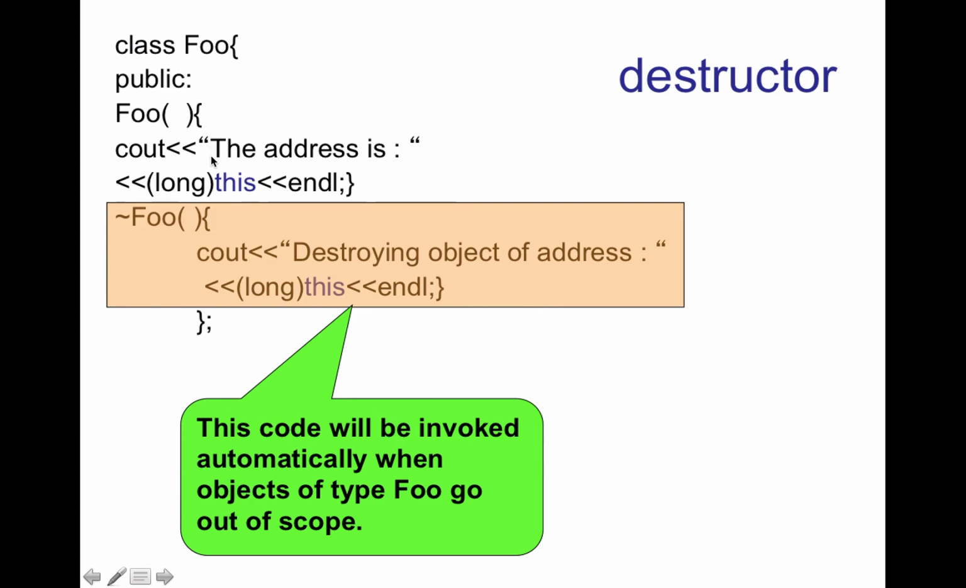So I'm going to write the constructor for Foo, and I can print the address of the destructed object also. Sorry, this is the constructor and this is the destructor. So tilde Foo, and see how it prints destroying the object of this address, and then I cast it to long type. So this code will be automatically invoked when the object goes out of scope.